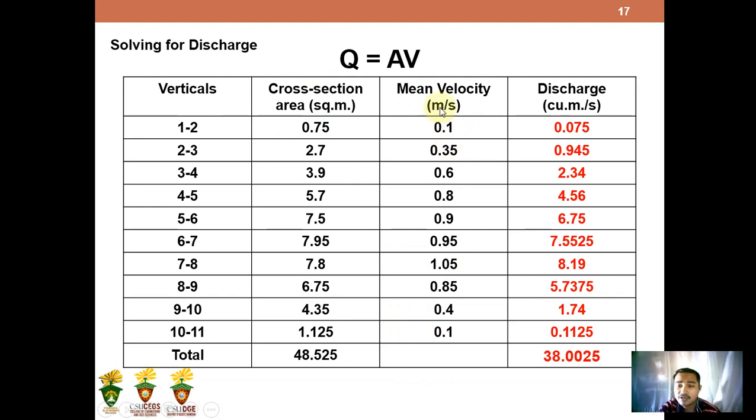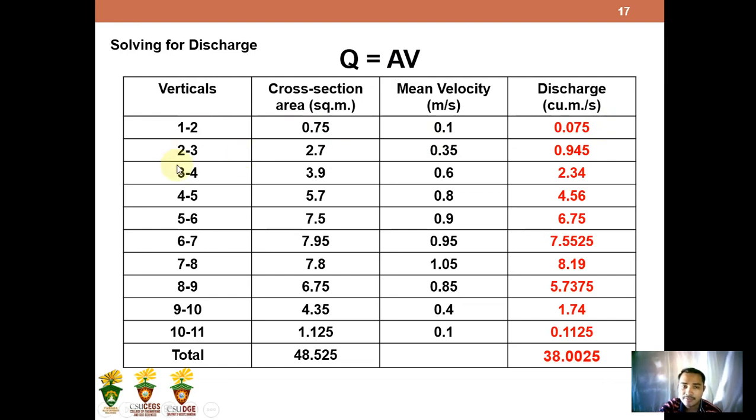And in solving the discharge, which is in cubic meter per second, we're going to use this formula. Discharge is equal to cross-sectional area times the mean velocity. So we're just going to multiply this. For example, in verticals 1 to 2, the cross-sectional area is 0.75 square meter times the mean velocity of 0.1. We have the discharge of 0.075 cubic meter per second.